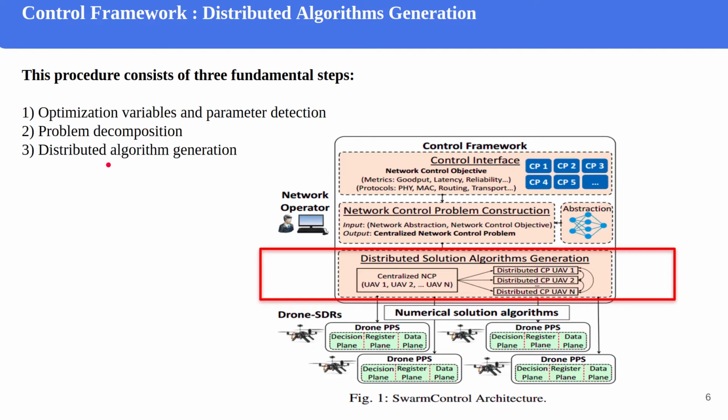The last one is distributed algorithm generation, which is the final step. For each of the decomposed subproblems, an algorithm is automatically generated to calculate the numerical solutions associated with a given network control variable. Each algorithm is then transferred into an executable script in which some variables appear as keywords, and these keywords can be stored as a dedicated library installed at all network nodes and so forth.